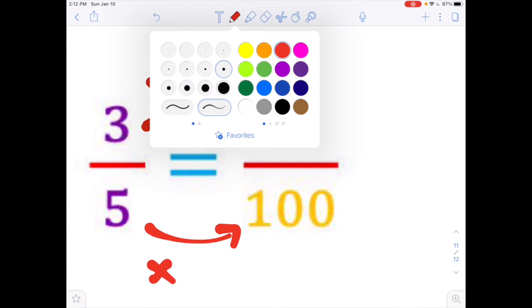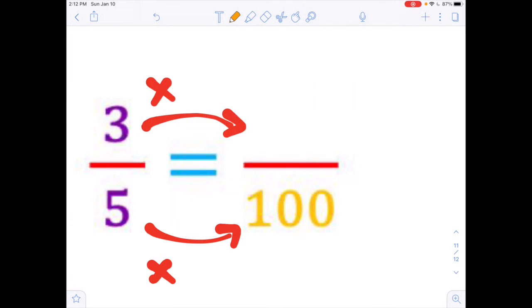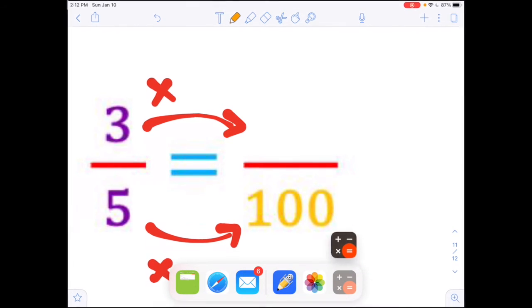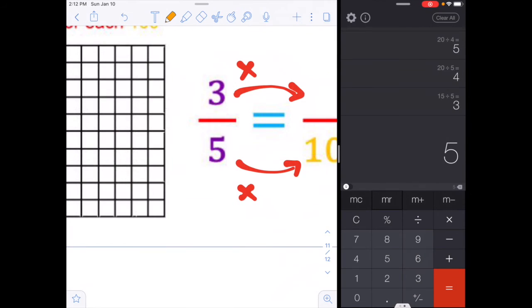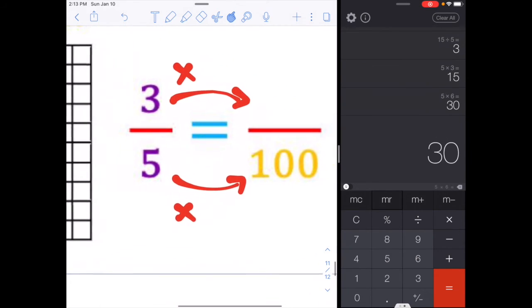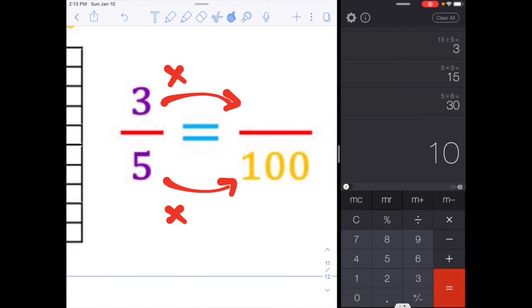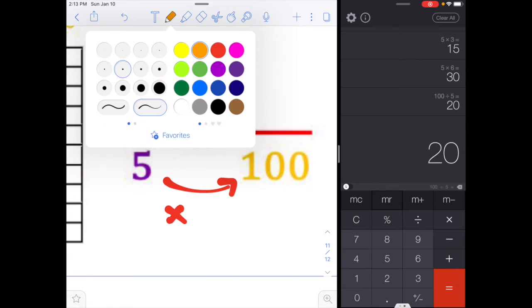And if I'm not sure what to times by, I'm going to grab my calculator, pull it up, and I can just keep on guessing. 5 times 3, 5 times 6. It's going to take me a long time. So the shortcut is to start with the bigger number, 100, and divide by the other number you see. That's 5, and we'd get 20. And then I'm just going to double check and see if that's right.